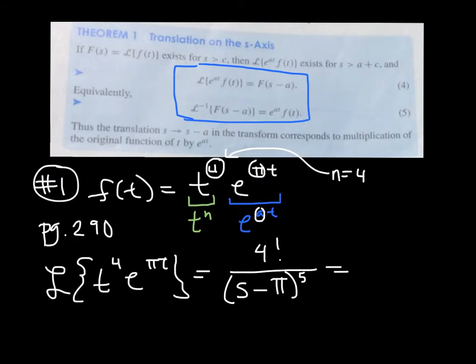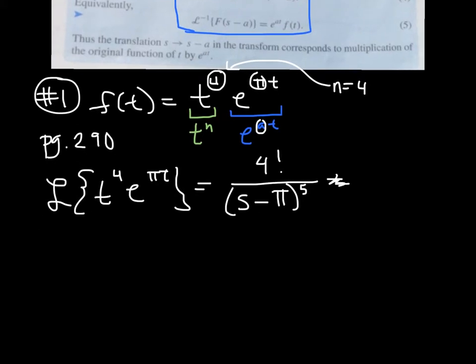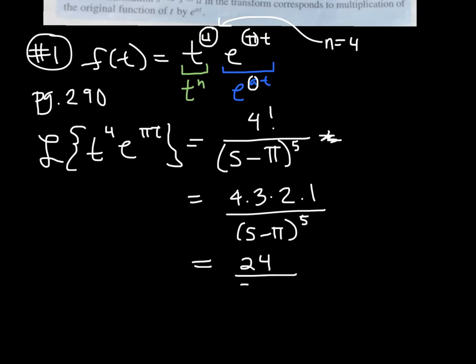And 4 factorial, and let me go ahead and work vertically, that's just 4 times 3 times 2 times 1 all over s minus pi quantity to the 5th power. We don't have to multiply that out. So then we get 12 times 2, which is just 24, over s minus pi raised to the 5th. So that's what the Laplace transform of this function is. Again, new translation, it's actually shifting pi units on the s-axis. So I'm going to go ahead and assign 2, 3, and 4, which are very similar, and I encourage you to use this table. Definitely write it down for your exam. It will be very helpful.